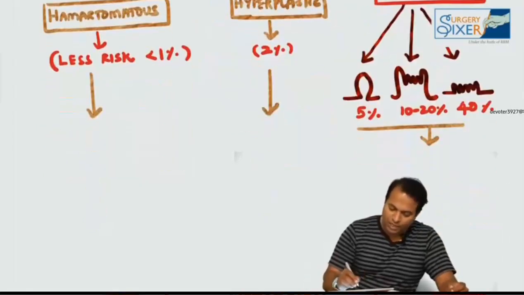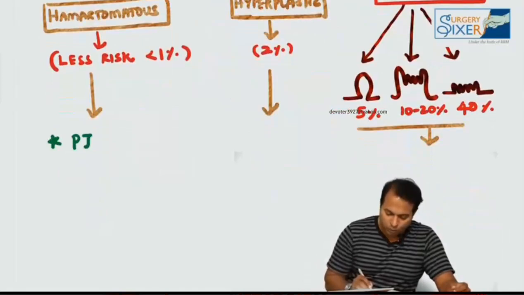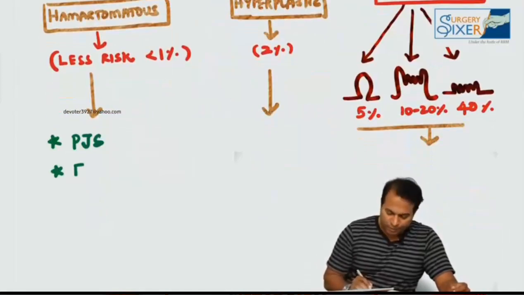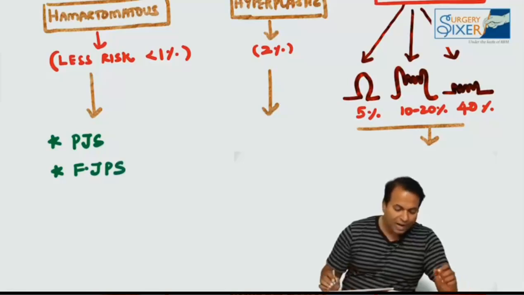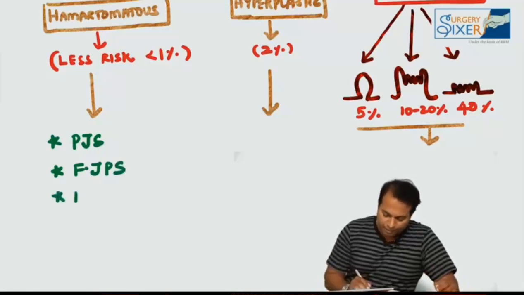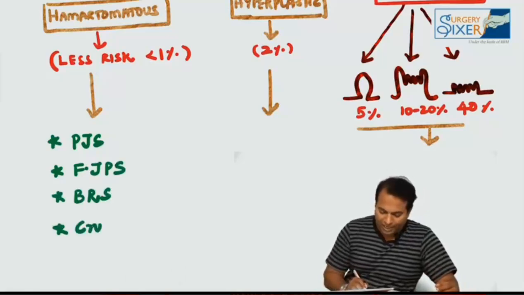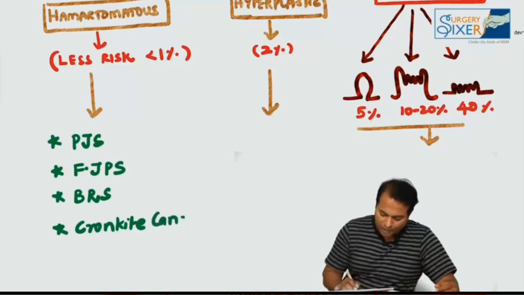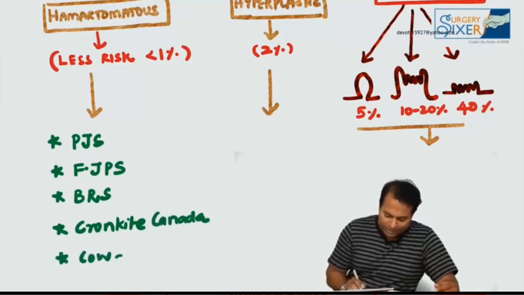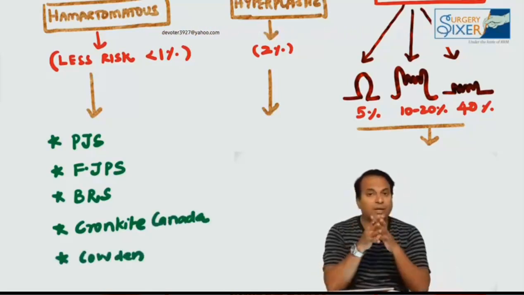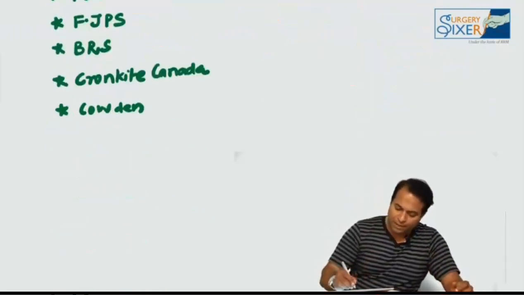Can you tell me the syndromes associated with hamartomatous polyps? Peutz-Jeghers syndrome, familial juvenile polyposis syndrome, which runs in families, Bannayan-Riley-Ruvalcaba syndrome, Cronkite-Canada syndrome, Cowden disease. All these are syndromes having hamartomatous polyps. Let me discuss them one by one.